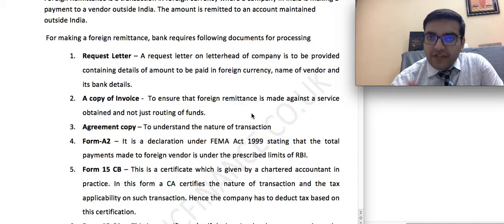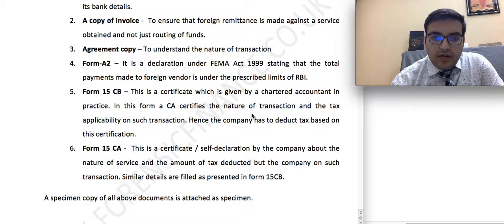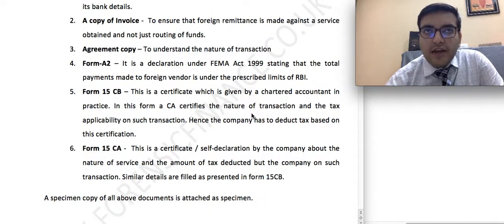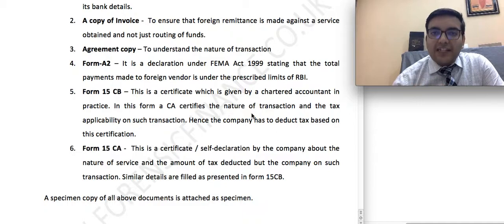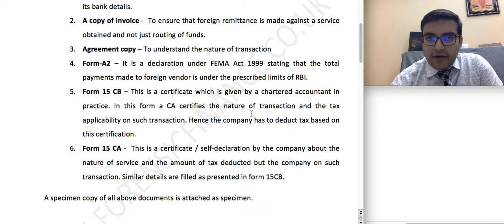Then there is form 15CB and 15CA. Now what is this form 15CB and 15CA? See, whenever there are transactions which are payments made to foreign parties, then tax is involved. Form 15CA is a document stating the amount of tax which needs to be deducted on this payment. Now, who gives this form 15CB?